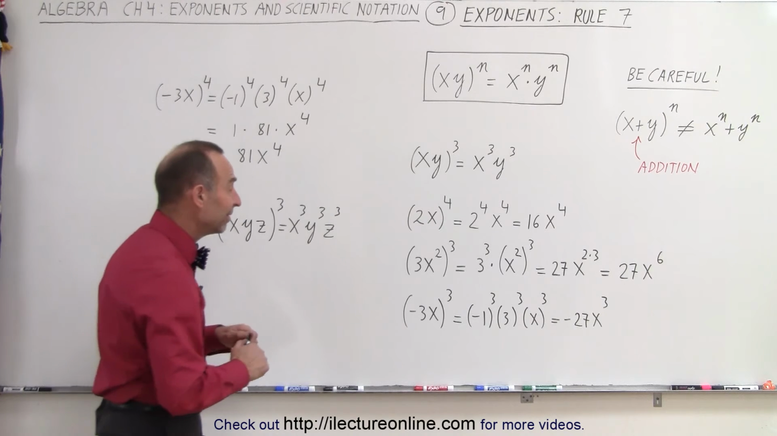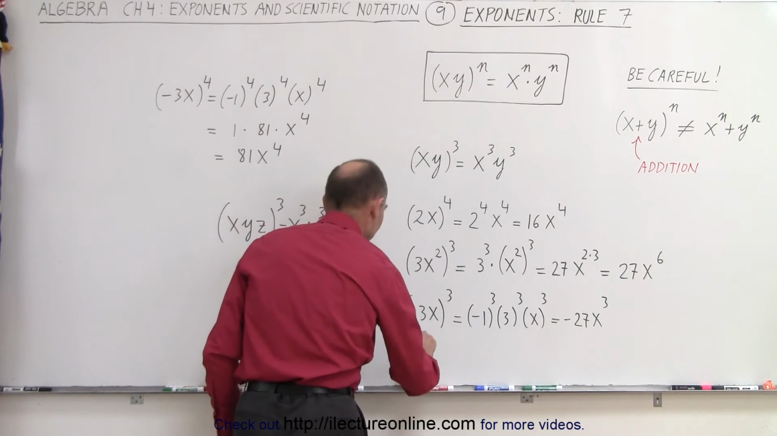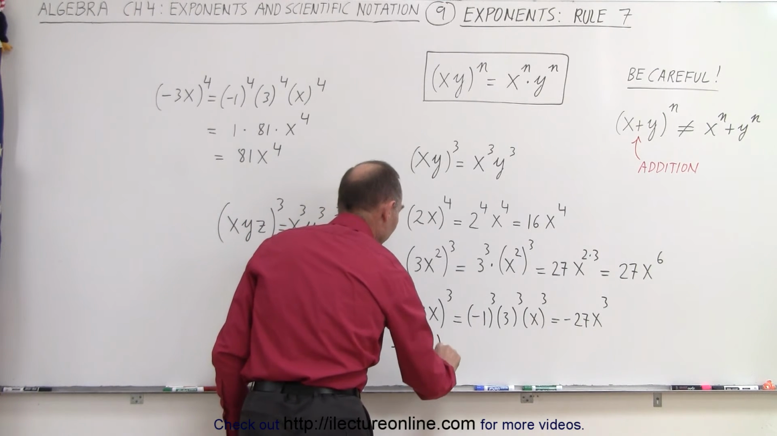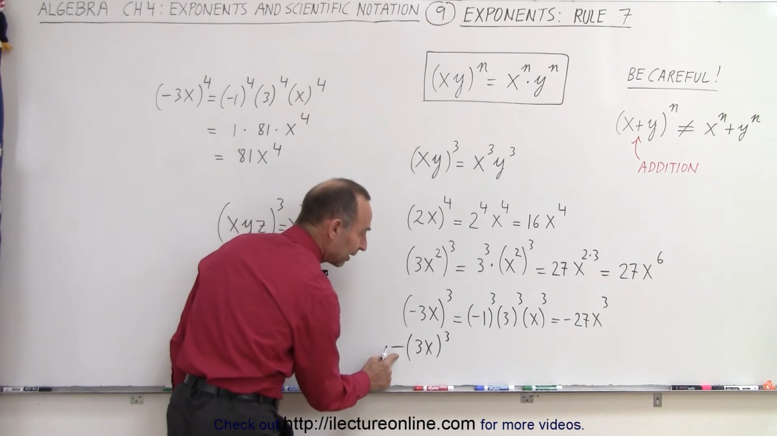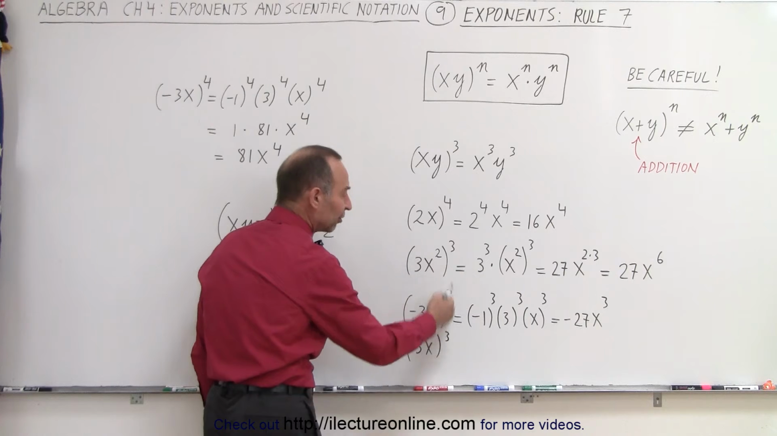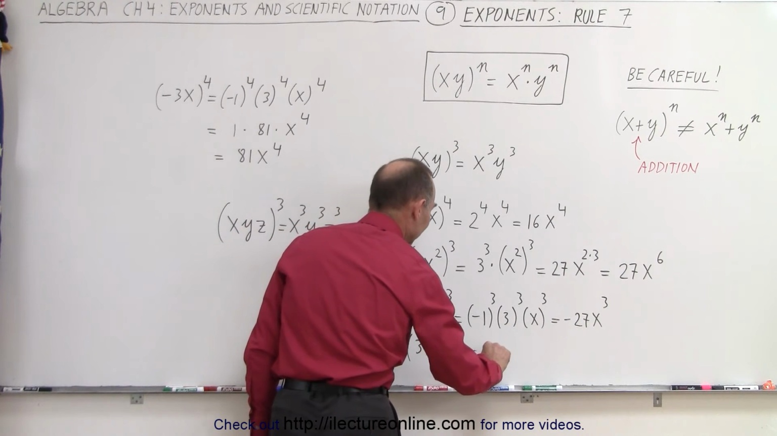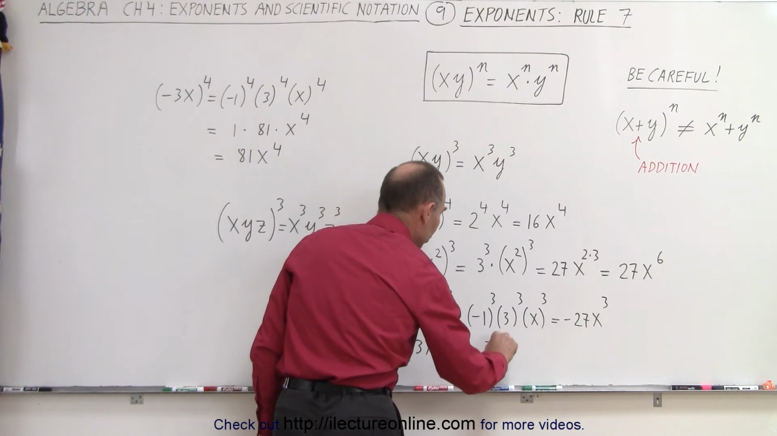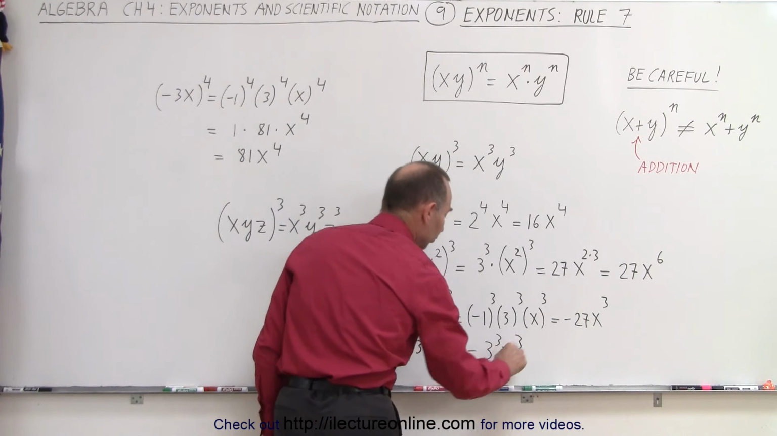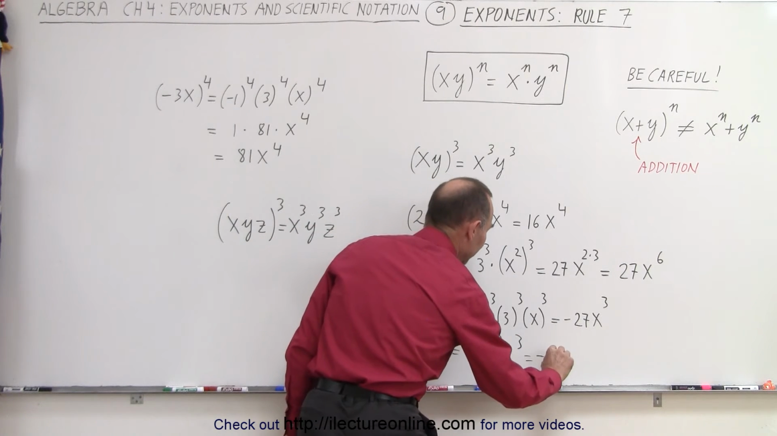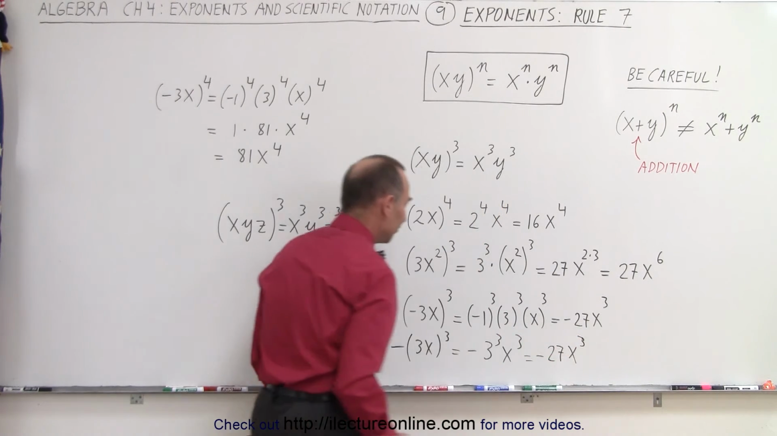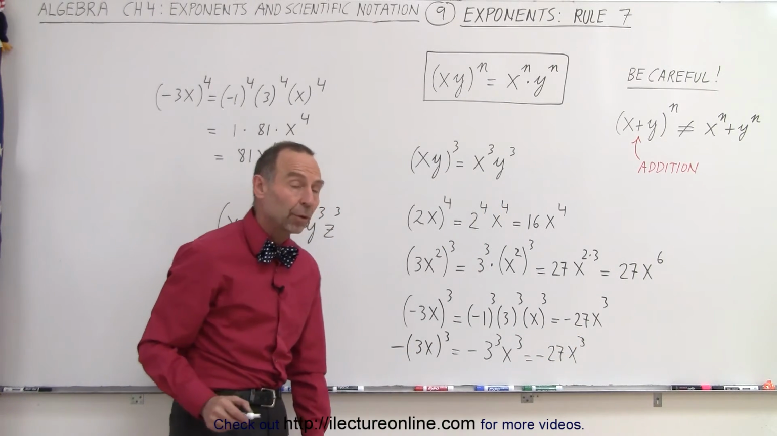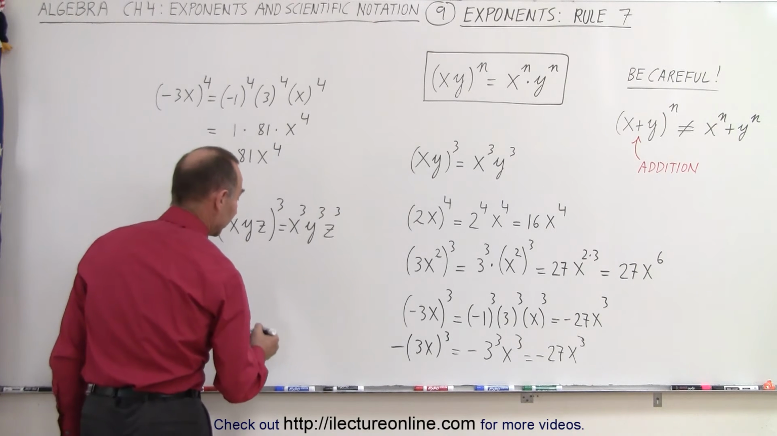If instead you have negative times 3x raised to the third power, this exponent does not apply to the negative, but since it's an odd exponent, this still will be negative 3 cubed x cubed, and it still will be negative 27x cubed. Only if this is an even exponent, then you don't have that particular advantage.